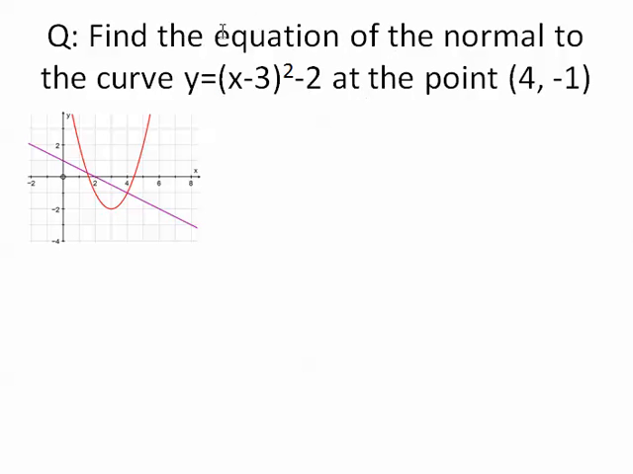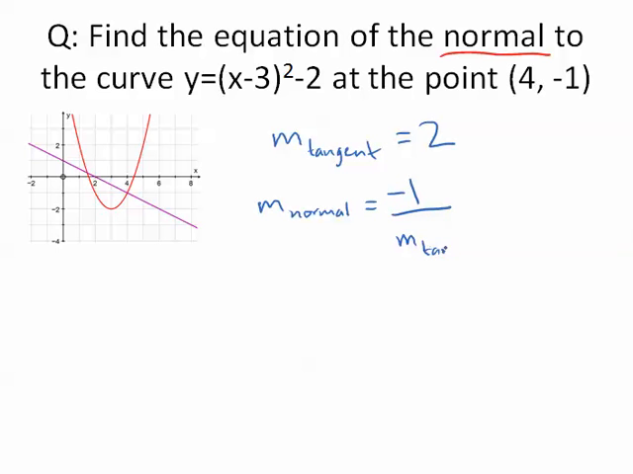And so the question says find the equation of the normal. So the difference here is it says normal instead of tangent to the curve at the point 4 and -1. And this is the normal that we're trying to find. And we know that the gradient of the tangent, if you remember from the last question, was 2. From here we can calculate what the gradient of our normal has to be, because we know that the gradient of the normal is always -1 over the gradient of the tangent.